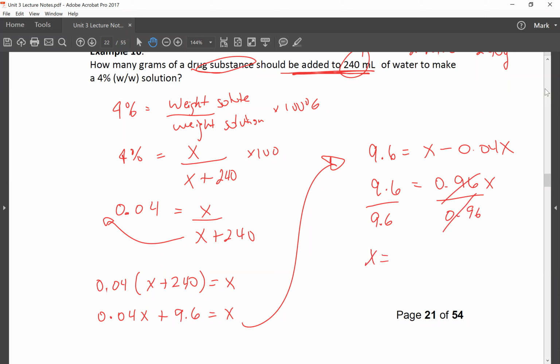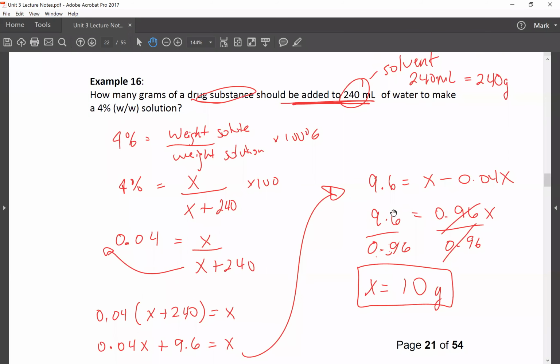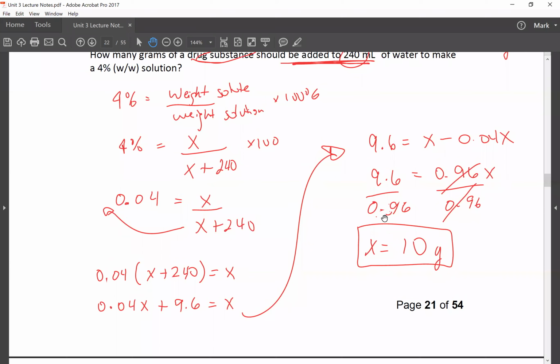I'm going a little slow through the math here. Hopefully you guys are comfortable with the math. Oh, sorry, and this should be on the bottom. You divide both sides by the same number. So this should be decimal 96. All right, so 9.6 divided by decimal 96 would give me 10. Nice. 10 grams. So I'm going to add 10 grams to this solution to make a 4% solution.